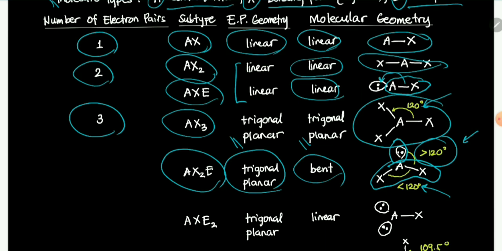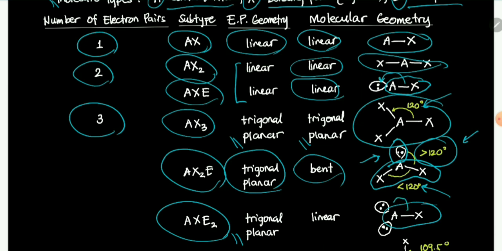Siyempre, bumababa yung angle between the bonding pairs to accommodate the lone pair. Okay? So, another type is AXE2. Siyempre, isa na lang yung bonding pair nito, dalawa na yung lone pair. So, linear na lang yung makikita nyong molecular geometry, although trigonal planar pa din yung ating electron pair geometry.